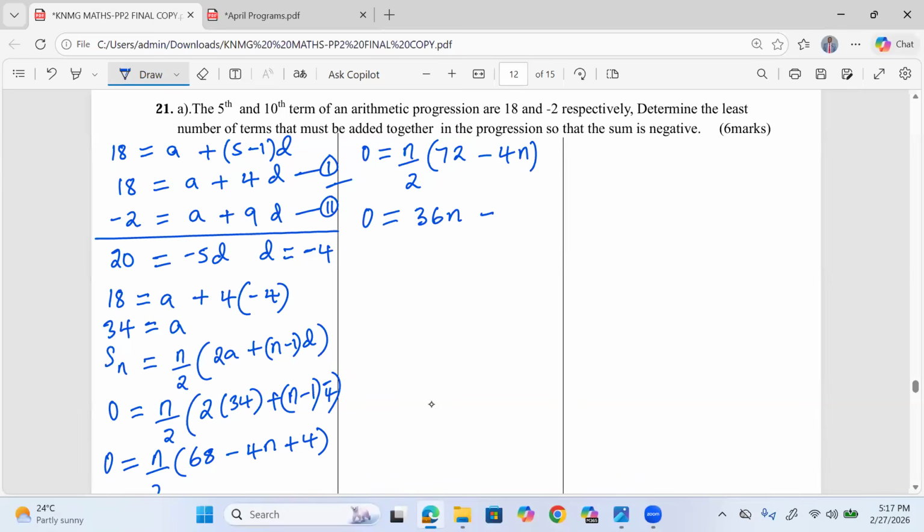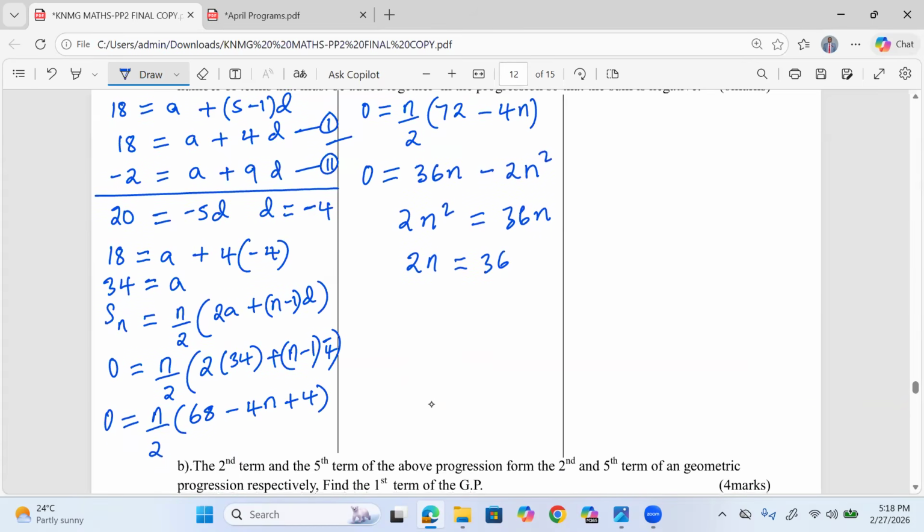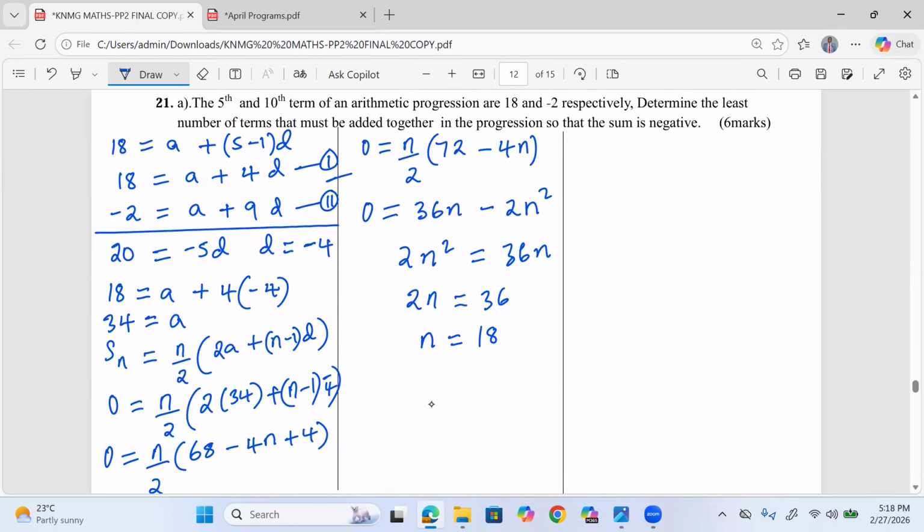This is 36n minus 2 times n squared, so that we have 2n squared and 36n. You divide by n, you discover that 2n equals 36. No, let me check, sorry. 72 over 2 is 36, yeah? So when you divide by 2 now, it has to become 18. So the first 18 terms will give us a sum of 0.